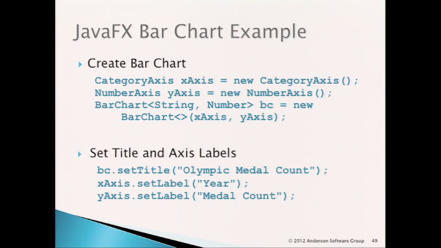Okay? Now this is a little more complicated than a pie chart because we have the concept of a series. So the first thing we'll do is create the bar chart by creating the axes, the category axis and the number axis. And then we create the bar chart by specifying the generics so that the bar chart's x-axis is a string type and the y-axis is a number type. After we do that, we do the same thing we did in the pie chart. We set the title, Olympic medal count. We set the label of the x-axis to year. We set the label for the y-axis to medal count.